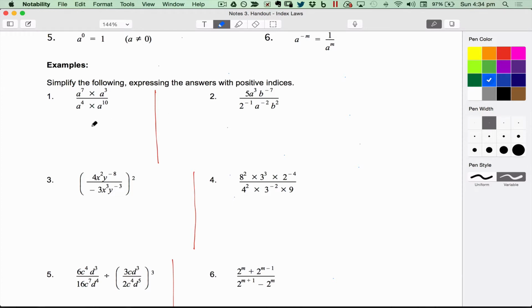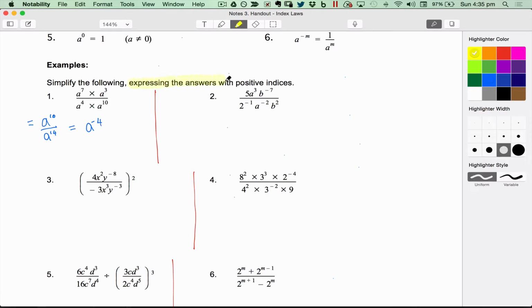Okay, first example. We've got a times here, so I'm going to look at the first index law, which says when we're multiplying by the same base, we can add the powers. So I'm going to end up with a to the 7 plus 3, which is 10, and a to the 4 plus 10, which is 14. And now I can use our second index law, which says we can subtract the powers when we're dividing with the same base. So I get a to the negative 4. And you'll see in our question, it's asking us to express the answers with positive indices, and you always need to do that when you're simplifying your work. So this is a negative index or power, so we just need to rewrite it as 1 over a to the 4.